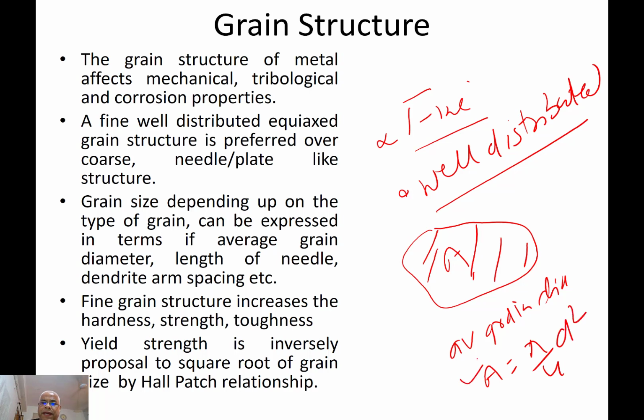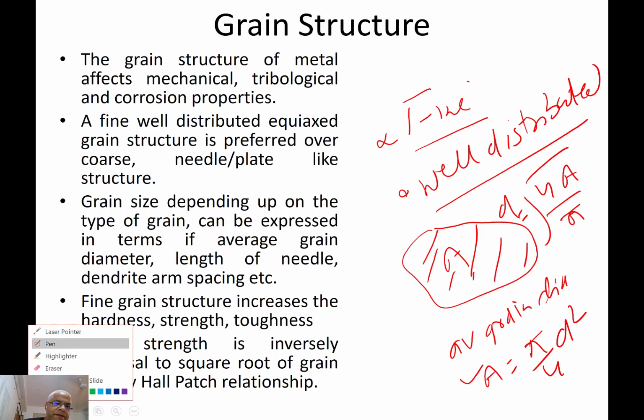So if A is known, like say A is of an irregular shape, not necessarily circular shape, its equivalent diameter can be quantified from 4A by pi, square root, equal to d. So this will give us d equal to the square root of 4A by pi. So this gives us the average grain diameter.